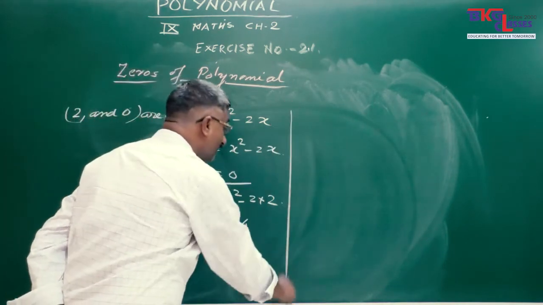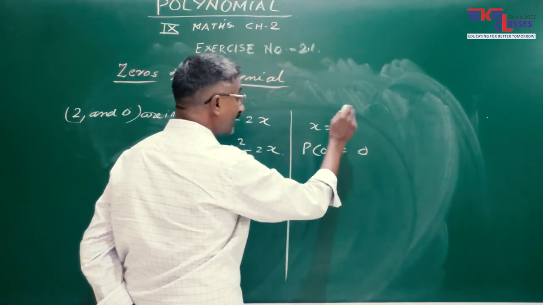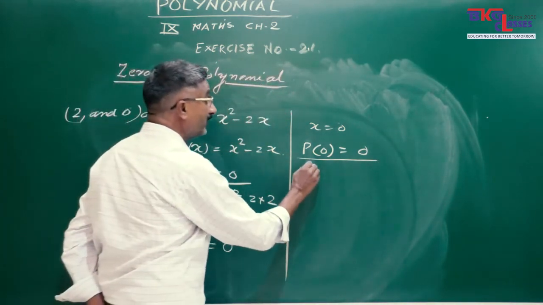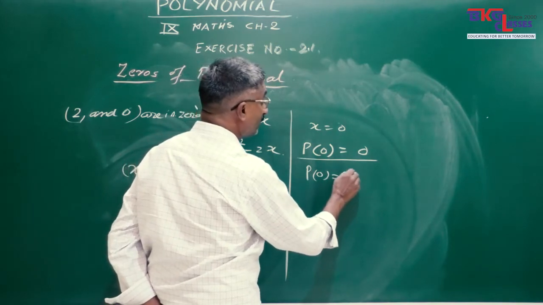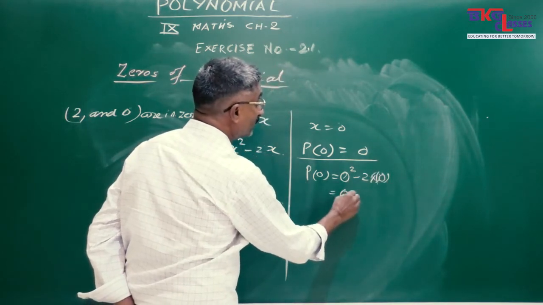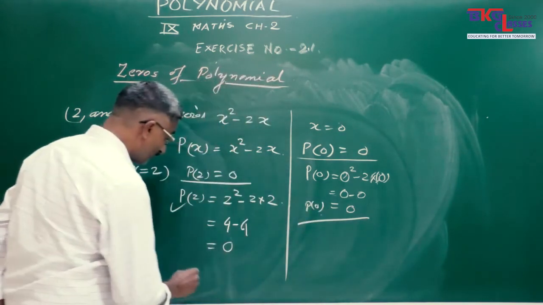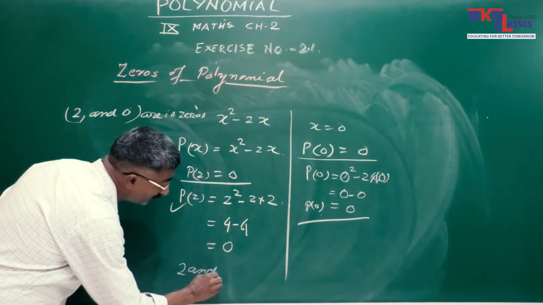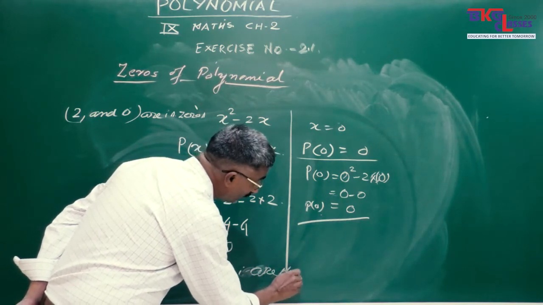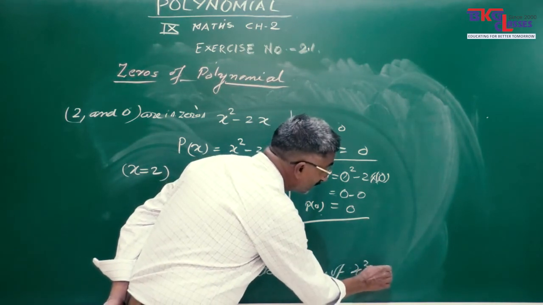Now the second thing is x is equal to 0. Means if we substitute the value 0, we must get the value 0. If we get the value, that means this is satisfied. So p of 0 is equal to 0 square minus 2 into 0. So this is 0 minus 0. So this is 0, means again we are getting 0. So 2 and 0 are the zeros of x square minus 2x.